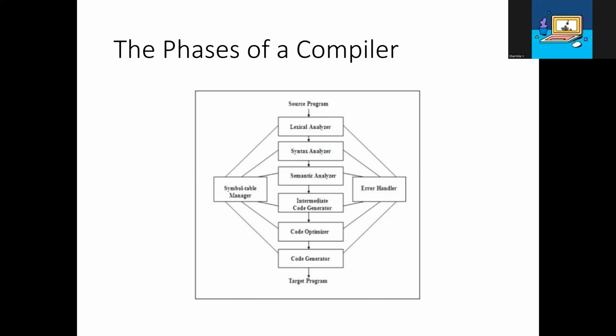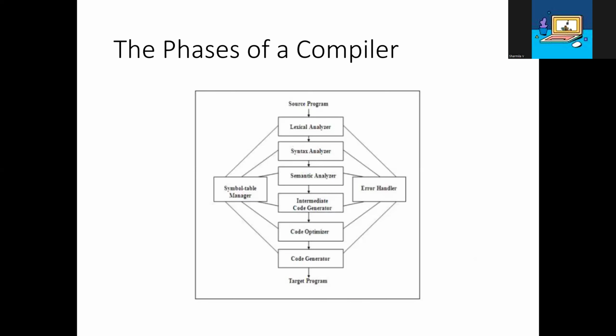Here, the input for the phases of compiler is the source program. The output is the target program. In between, two things are happening: the symbol table manager and the error handler. The symbol table manager is used to store the symbols of the given program, and the error handler is used to check what different errors occur while compiling that particular program from source language to target language. So we're going to discuss each and every phase.